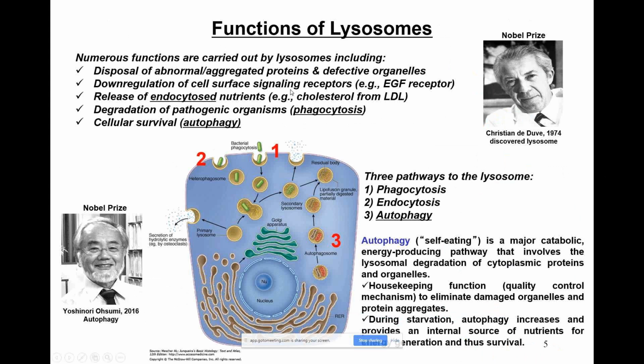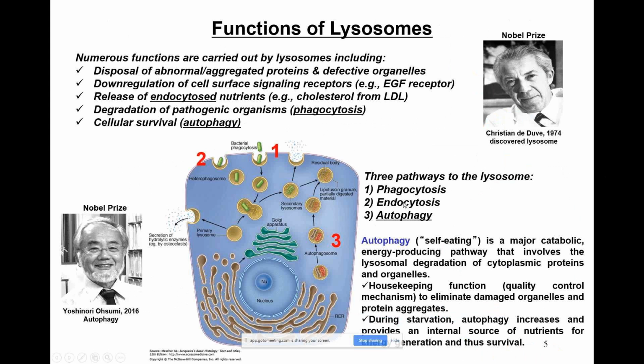They can downregulate signaling pathways, such as EGF receptor. They can release endocytosed nutrients, such as cholesterol from lipoprotein particles. They're involved in destroying or inactivating pathogenic organisms by phagocytosis. For example, macrophages are one of the key cells in the body that carry out phagocytosis to destroy various pathogenic organisms. And they're also important for cellular survival by a process called autophagy.